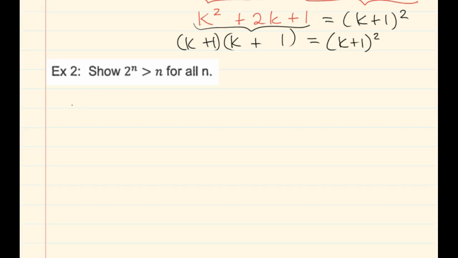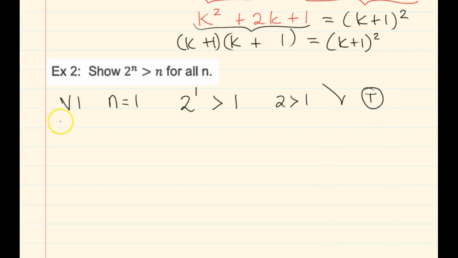Let's try example number 2. For example number 2, our job is to show that 2 to the nth power is greater than n for all n. So again, we're going to start off with V1. Remember, V1 is when we let n equal 1, and we have to make sure it's true. So 2 to the 1 is greater than 1. That is true. 2 is greater than 1, so we're okay with that.